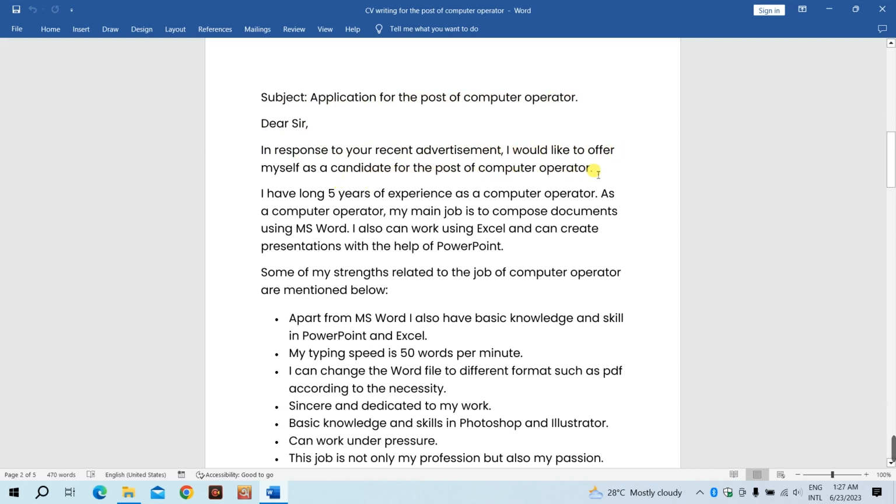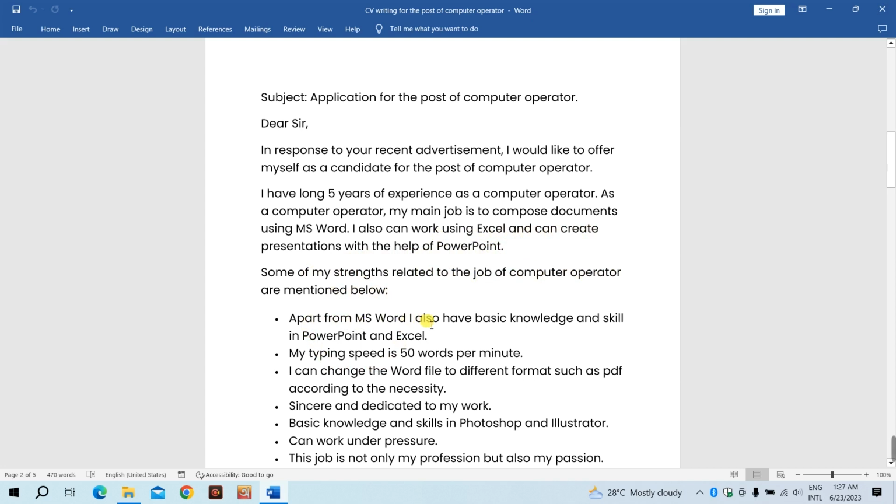of computer operator. I have long 5 years of experience as a computer operator. As a computer operator, my main job is to compose documents using MS Word. I can also work using Excel and can create presentations with the help of PowerPoint. Some of my strengths related to the job of computer operator are mentioned below.